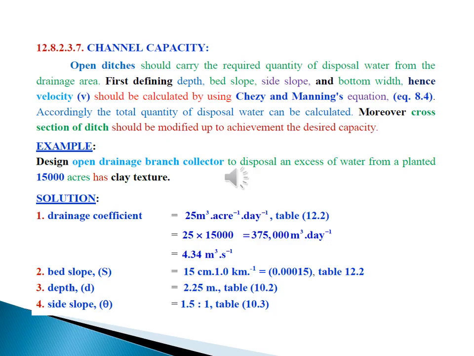Really, here is an example of designing an open drainage branch collector to dispose of excess water from a planted area of 15,000 acres with clay texture. Follow the solution steps, my dear.